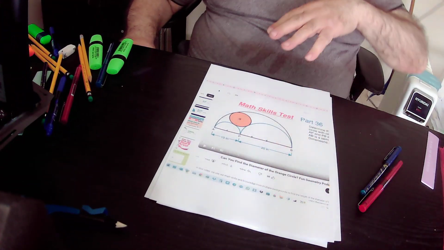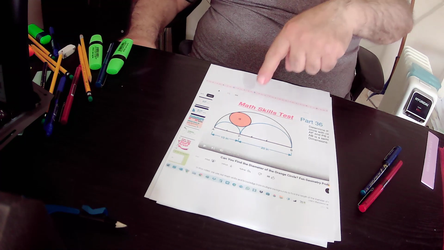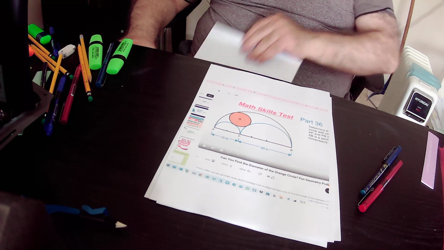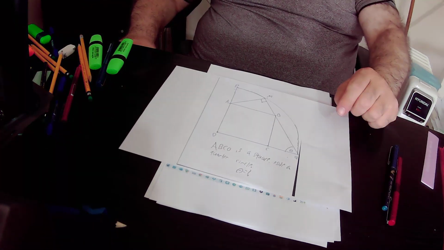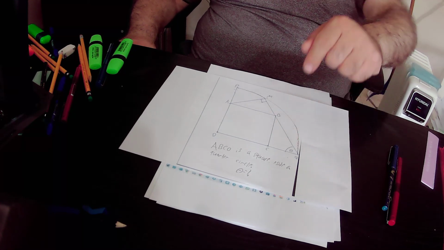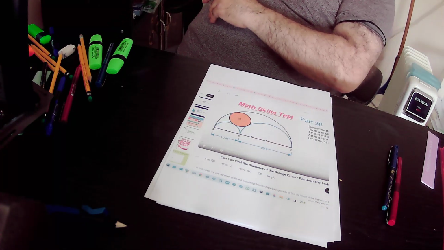Hello, in this lecture we will answer two questions. In the first question we will find out the diameter of this orange circle, and in the second question we will find out the value of the size of this angle theta. So we'll start with the first question.